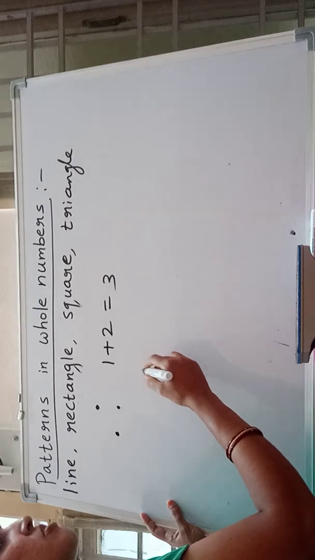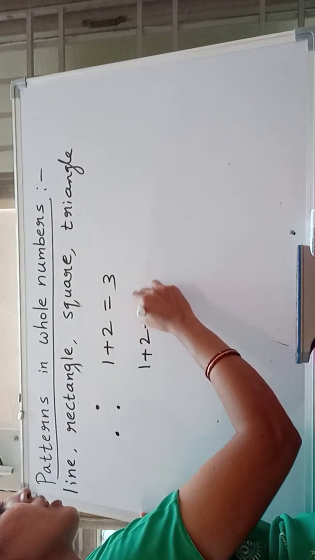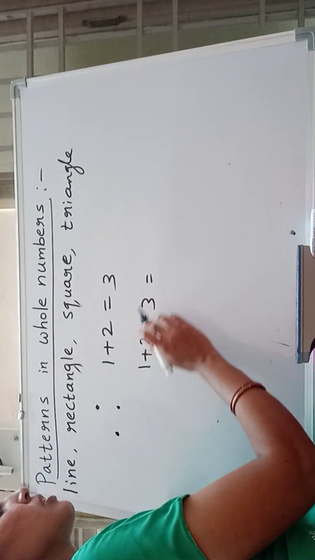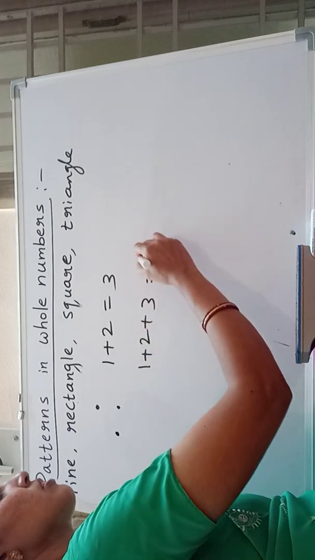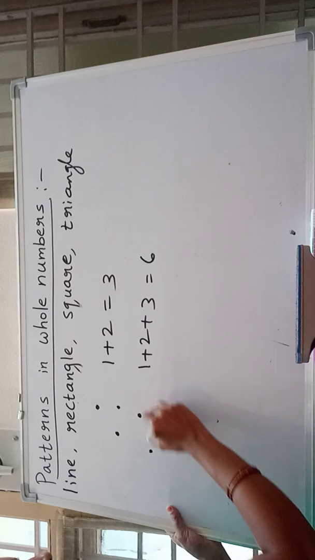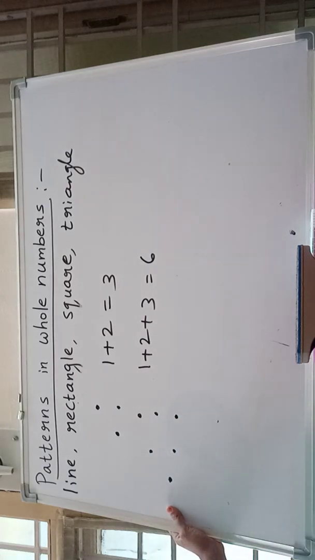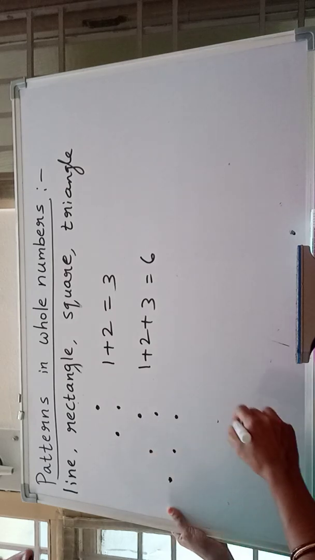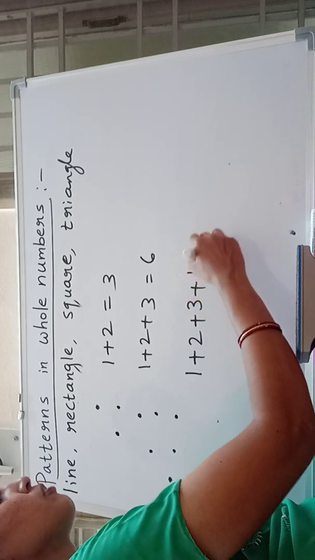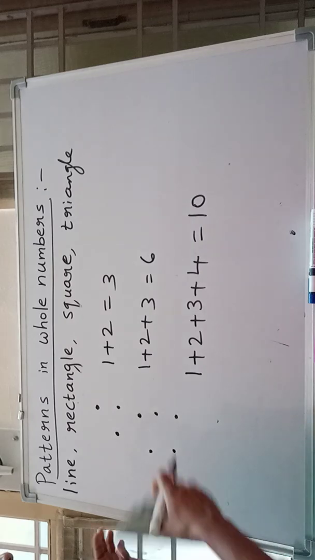Next triangular number, if you want, to this 1 plus 2, add 3. Next number add. That is total how much? 3 plus 3, 6. With 6 dots, 1, 2, 3, 4, 5, 6, a triangular shape is possible. If you want the next number, to this 1 plus 2 plus 3, add 4. Then you will get a total of 10. With 10 dots a triangular shape is possible.